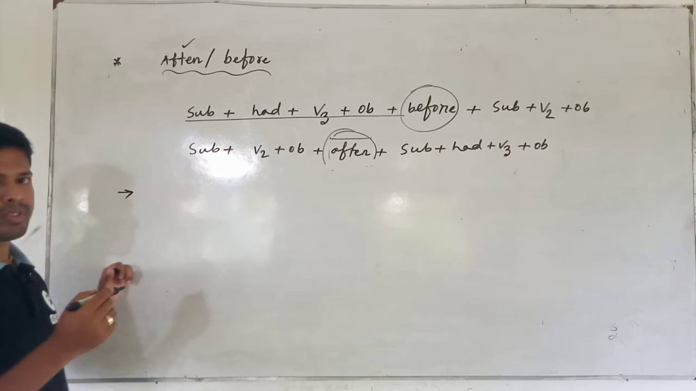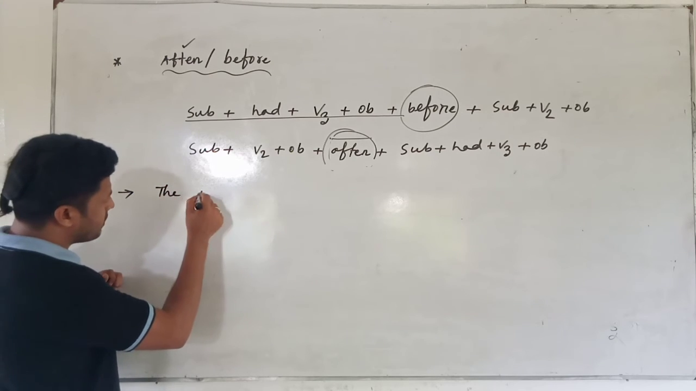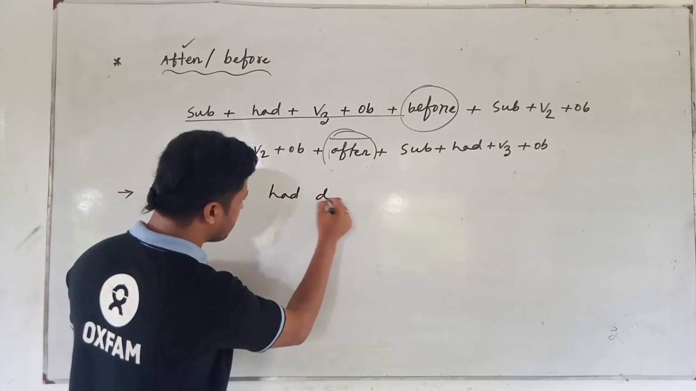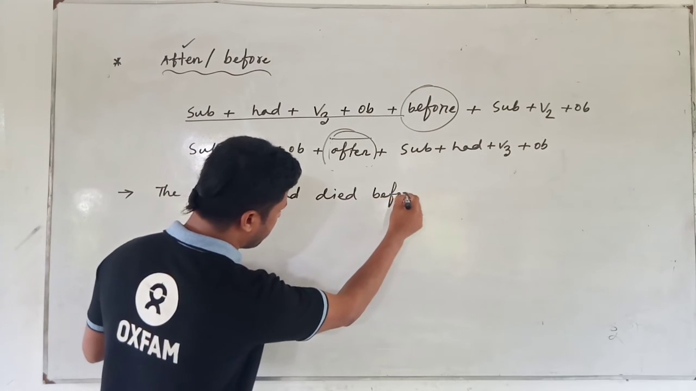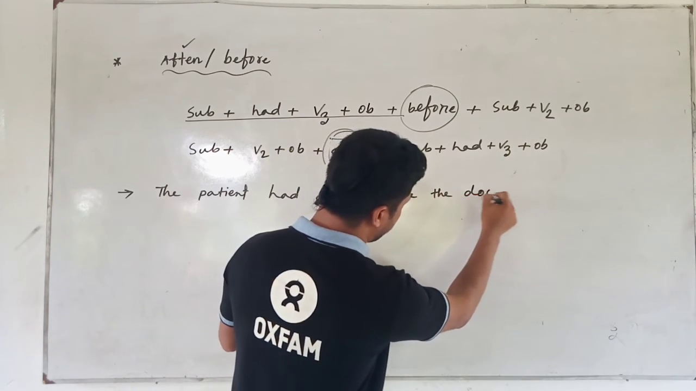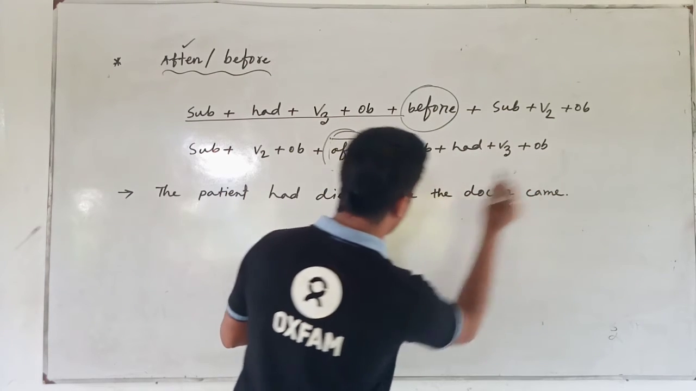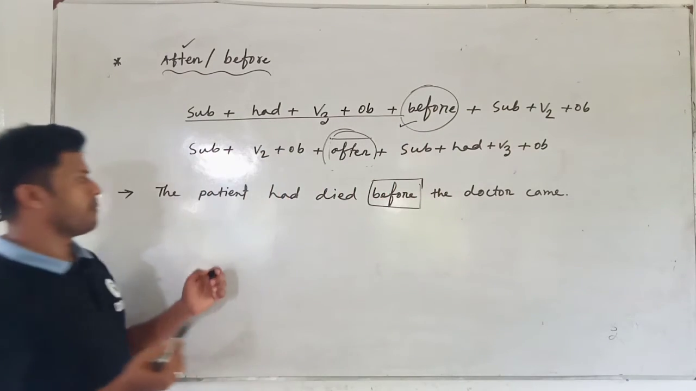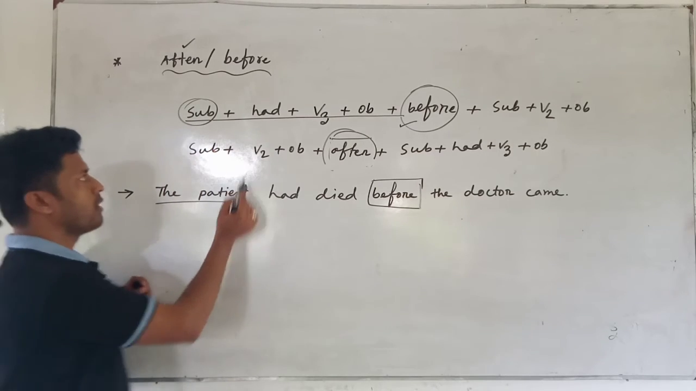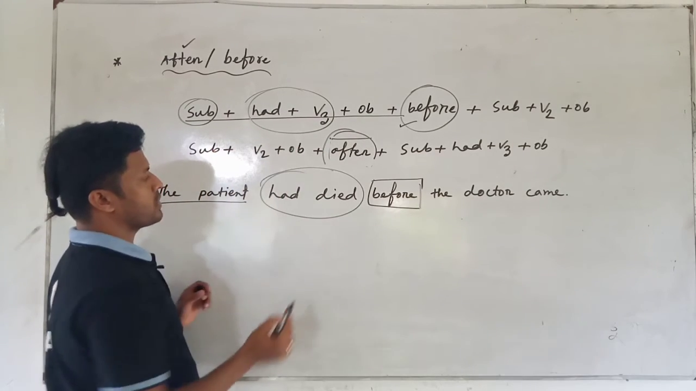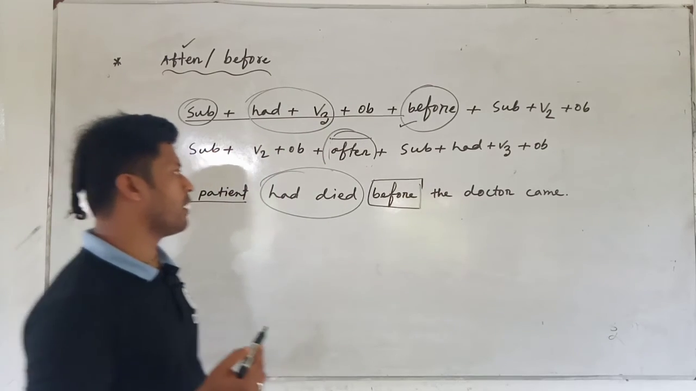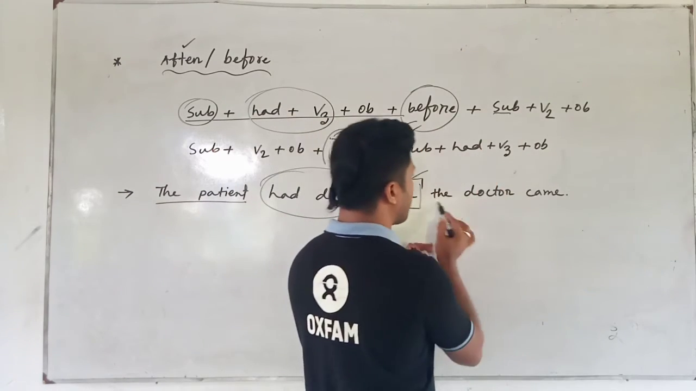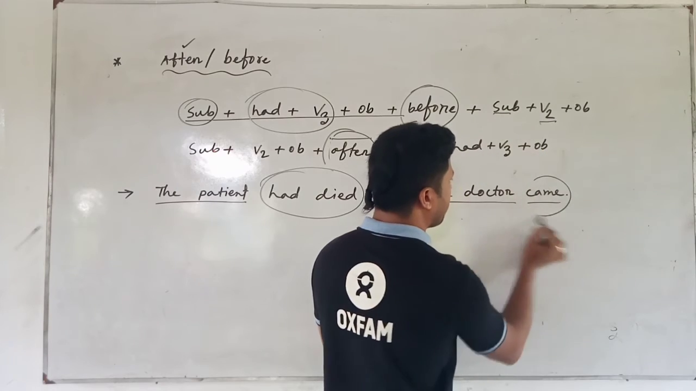You can see: the patient had died before the doctor came. Here you can see before. Now follow this structure. Here is the subject, then past perfect, that means had with the past participle form of the verb. There's no object, we don't need an object here. Then before, the conjunction, then this subject, the doctor, and the first form of the verb, came.